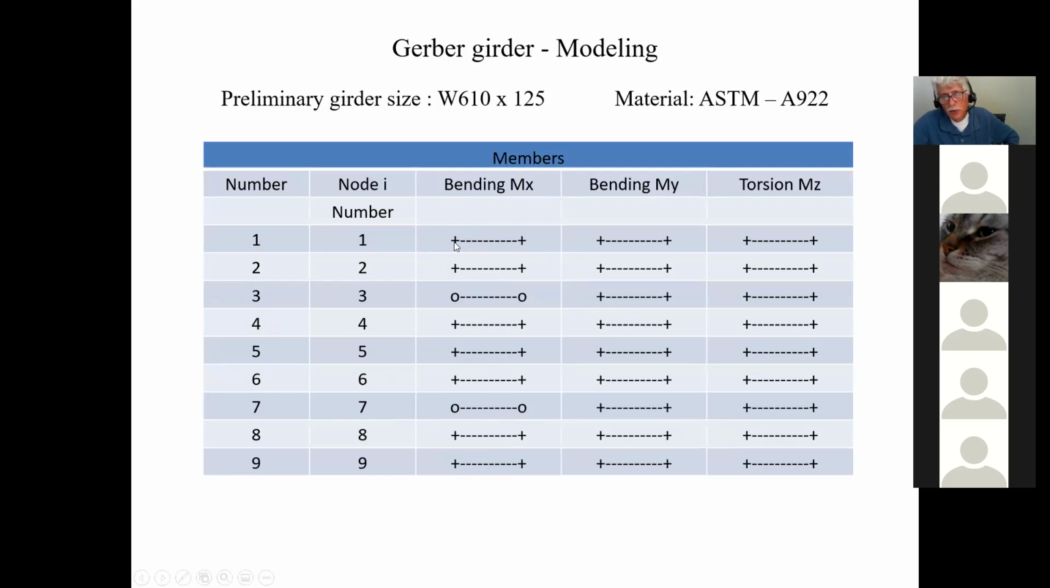So at the columns, you don't have to worry if it's fixed, because I know my condition here for my support is a pin, so I don't have to worry about the end condition. That's at the support, so that's why I don't care what happens here. Okay, so that's for the members.